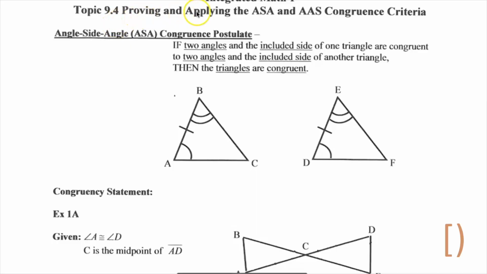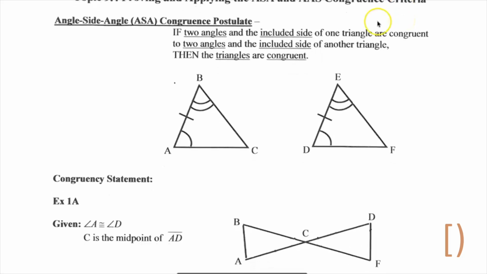In this lesson, we're talking about proving and applying the angle, side, angle, and angle, angle, side congruency criteria. So much like before, if you saw side, side, side and side, angle, side, it's the same idea, just more postulates. That's all it is, just more ways of showing two triangles congruent.